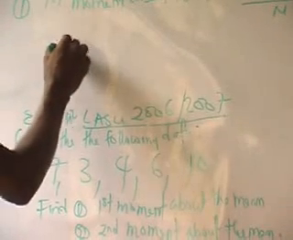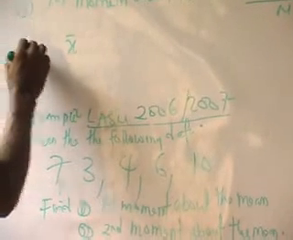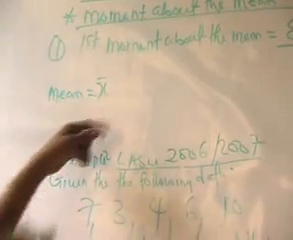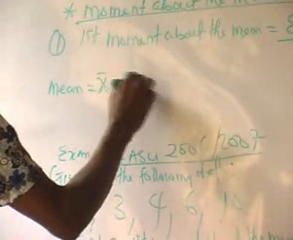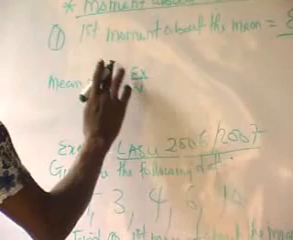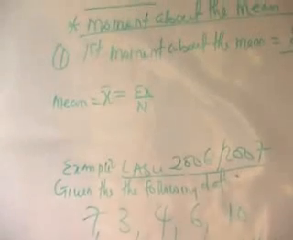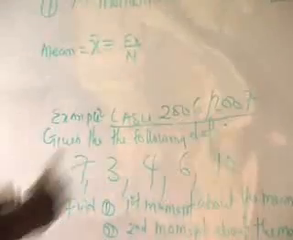And you know what s bar means? Mean. So mean is the same thing as s bar, which is equal to summation s over n. Are we together? Which is the same thing as summation s over n. So anytime, any day, this is how they are going to present the question. Now this is the solution.